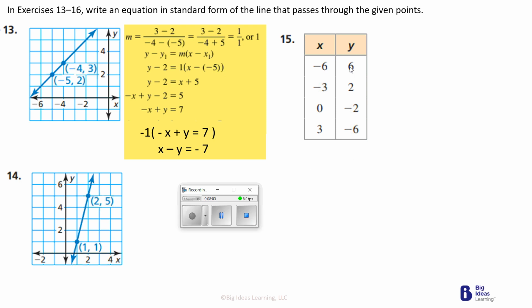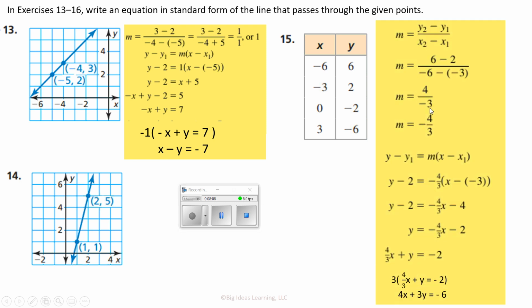Let's see, number 15, same thing, they're giving us a table. So we use either of these coordinates in our slope formula. And they chose to use 6 minus 2 and -6 minus 3. All right, this gives us the slope of -4/3. We're replacing m with -4/3. We can use either of these x and y's. They chose to use -3 for x. That means they use 2 for y.